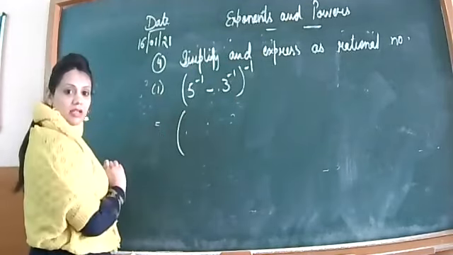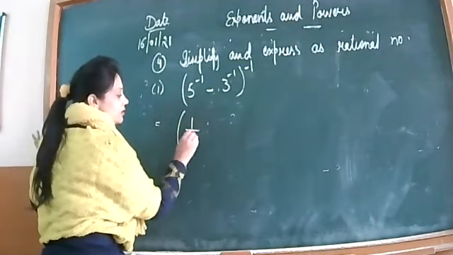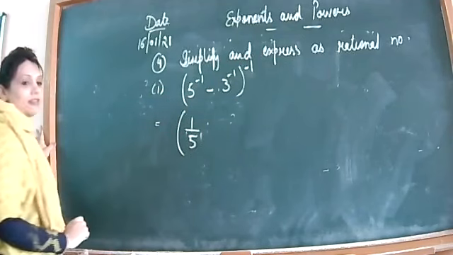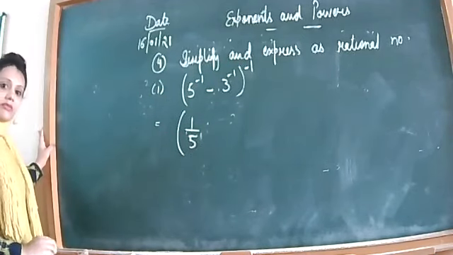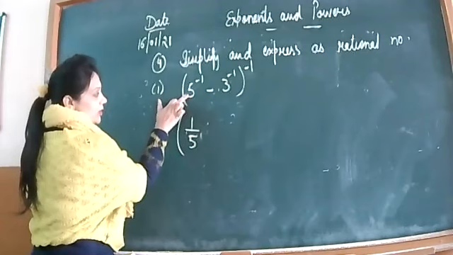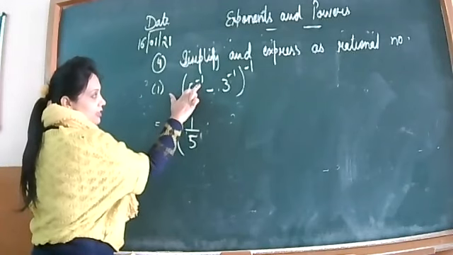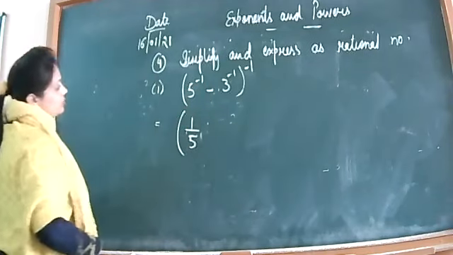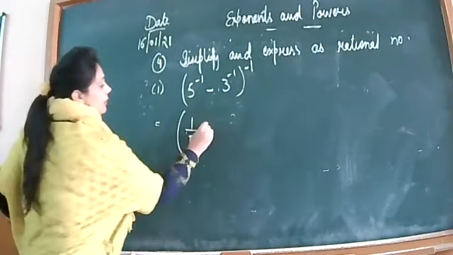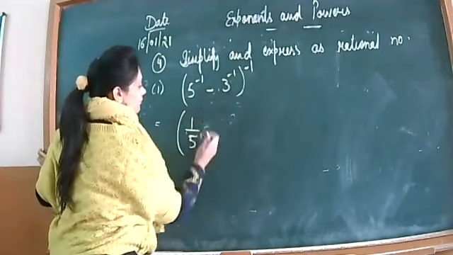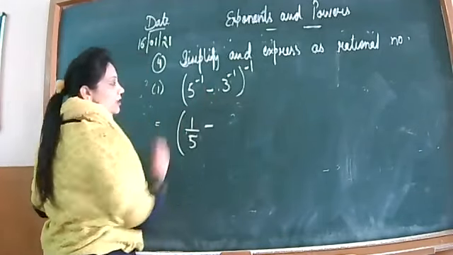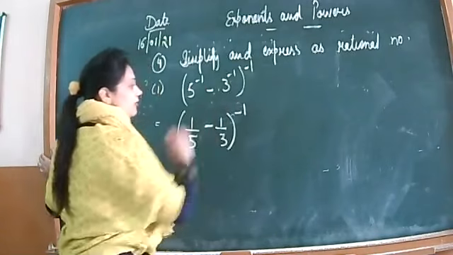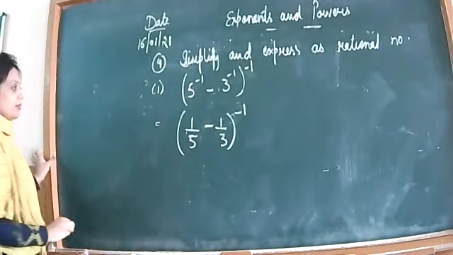5 raised to power minus 1. It can be written as 1 by 5 power 1. We will not write this one. 5 raised to power minus 1 can be written as 1 by 5. When 5 was in the numerator it had a negative power; when 5 came into the denominator, what did the power become? Positive. Then minus 3 raised to power minus 1 means 1 by 3 whole power minus 1.